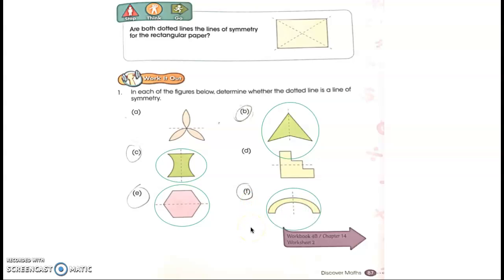I hope this is very clear for you now, how a figure can be symmetrical, and if it is symmetrical, what the line of symmetry is. If there is more than one line of symmetry, you will be able to find that out too, right? I hope it's clear now, isn't it?